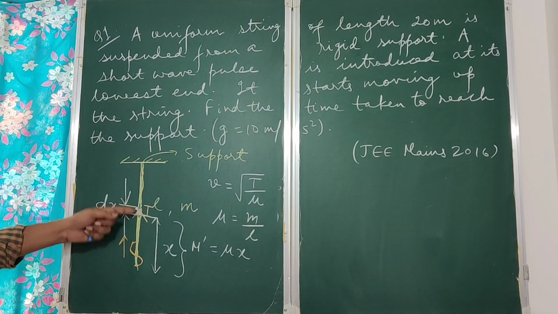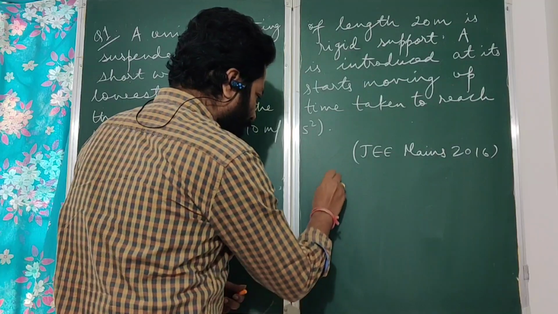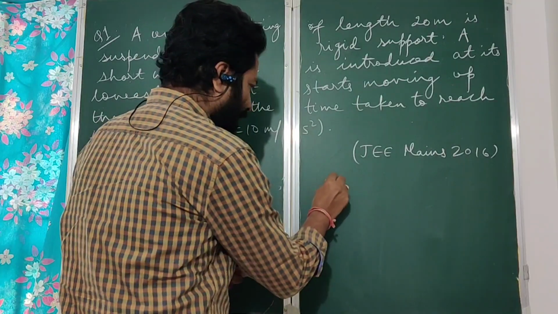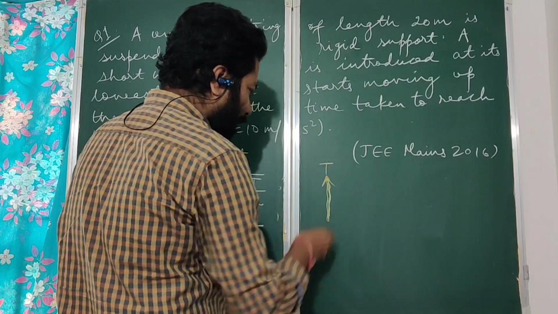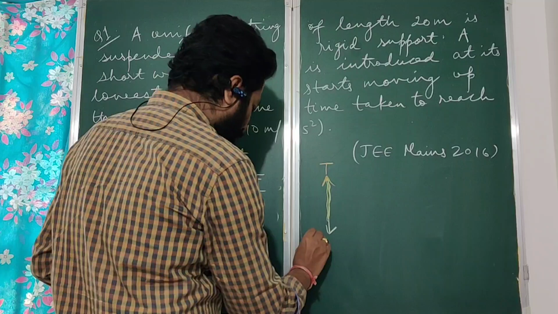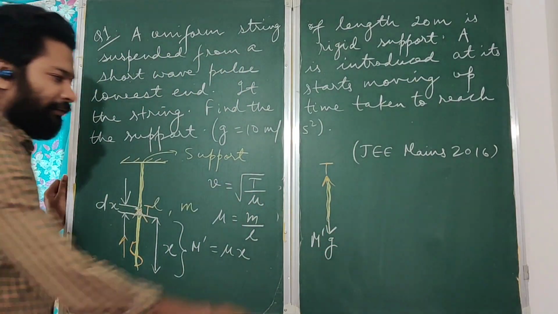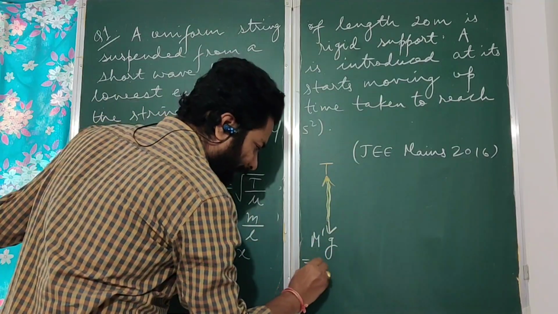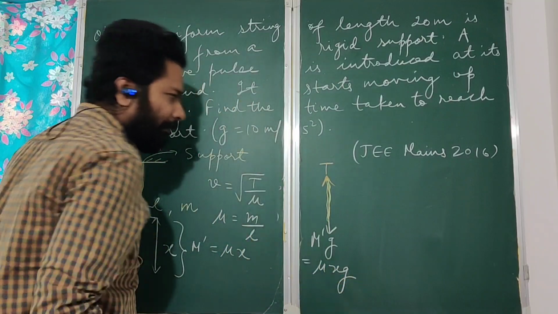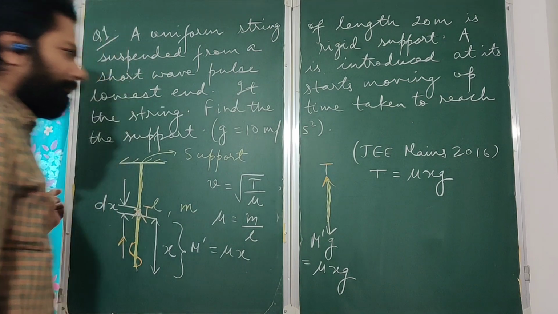So what is the weight of this part? Taking this string, let us say the upward force which is acting is T. What is the downward force? Downward force will be m dash into g. m dash is the mass of this part of the string, which is equal to mu x. So this can be written as mu x into g. So we can write T is mu x into g.